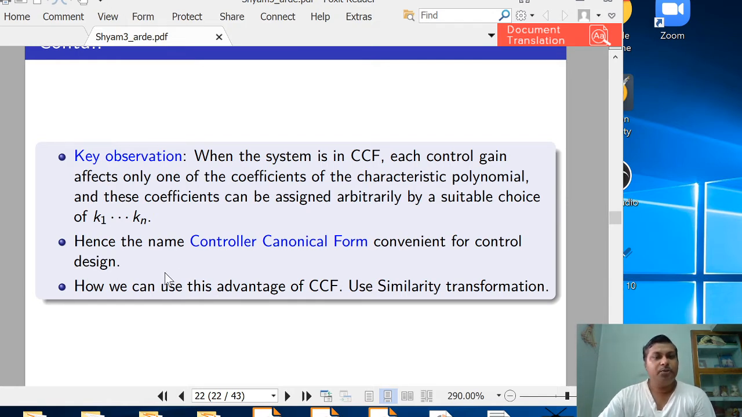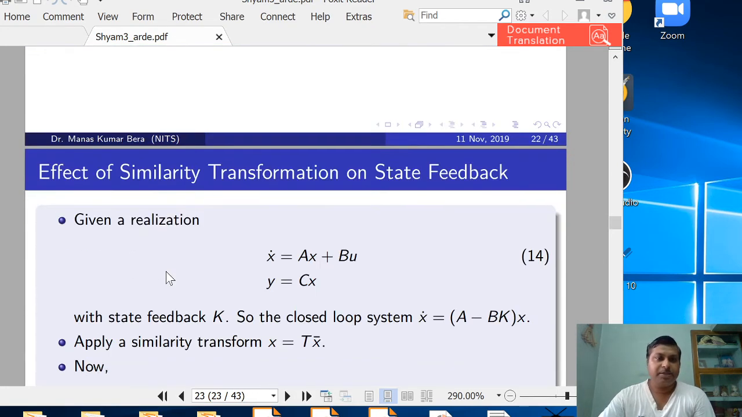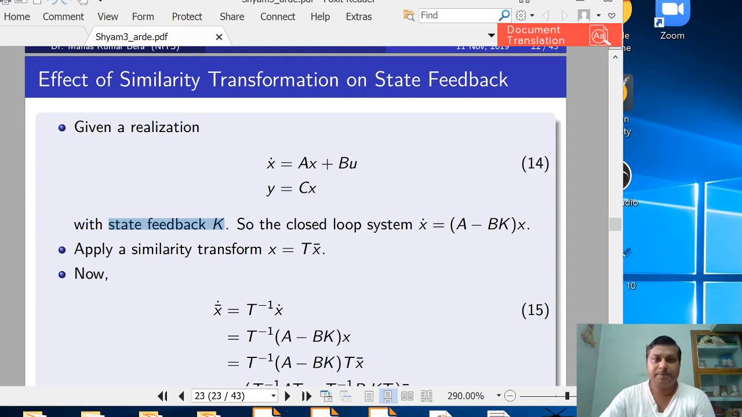And how can we use the advantage of CCF? In general, suppose a realization is given, x dot equal to Ax plus Bu, y equal to Cx. It is not in controller canonical form, it is given in any form. Now it has been asked to find or design a suitable state feedback gain matrix K for given pole locations, suppose lambda 1, lambda 2, lambda n. If we want to design the state feedback gain matrix K, the closed loop system will be x dot equal to A minus BK into x.